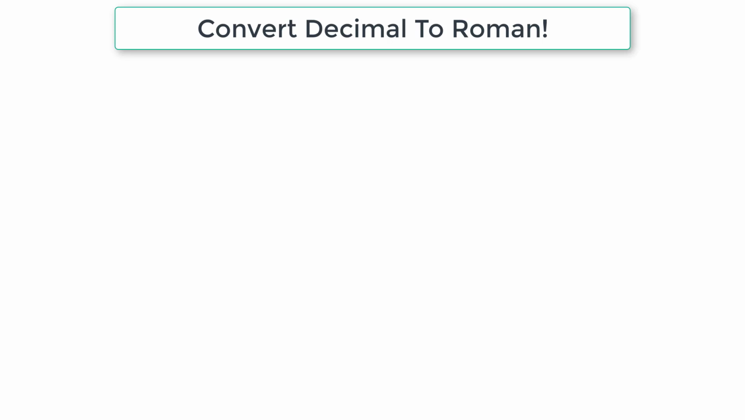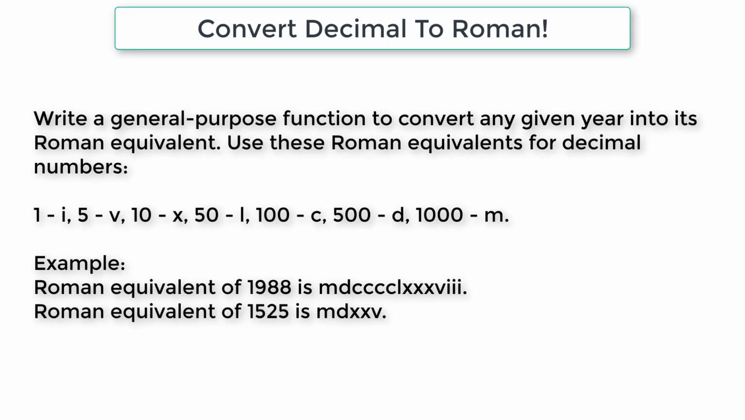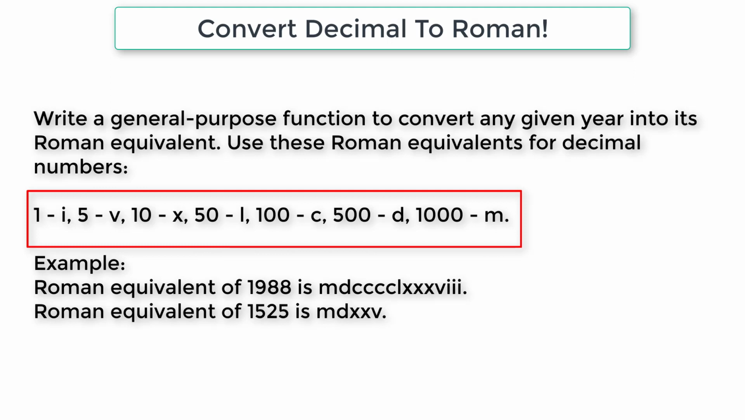Let's write a C program to convert a year from decimal to Roman equivalent. So here is the problem statement. Write a general purpose function to convert any given year into its Roman equivalent. They have even given the Roman equivalents. Use these Roman equivalents for decimal numbers.